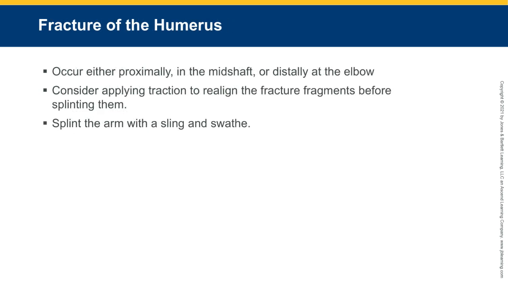Humerus fractures can occur in three main locations: proximally, near the shoulder, in the mid-shaft, or distally, near the elbow. If the fracture is significantly misaligned, gentle traction may be needed to realign the bone before splinting. The best method for immobilizing a humerus fracture is a sling and swathe, which secures the arm to the patient's body to minimize movement.